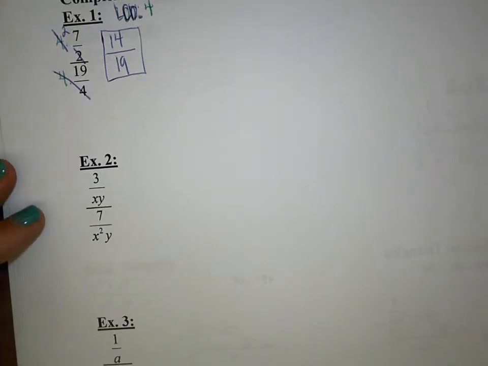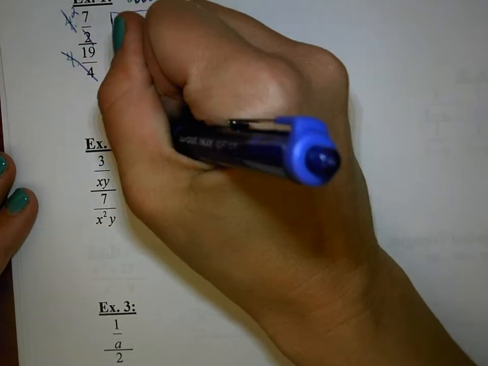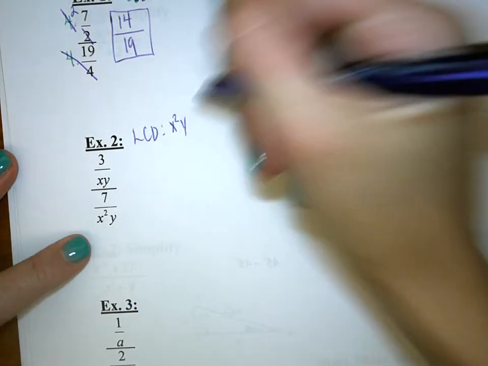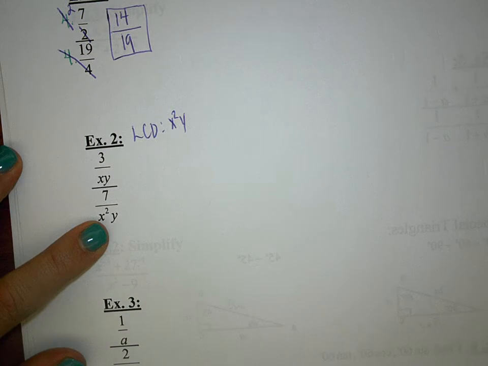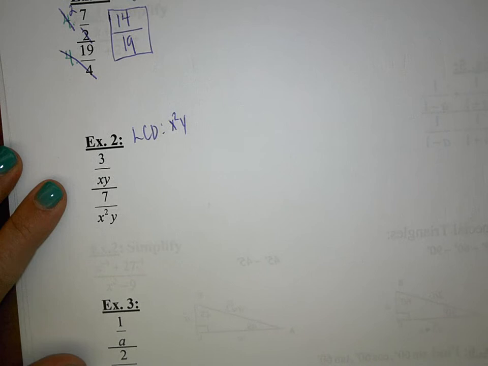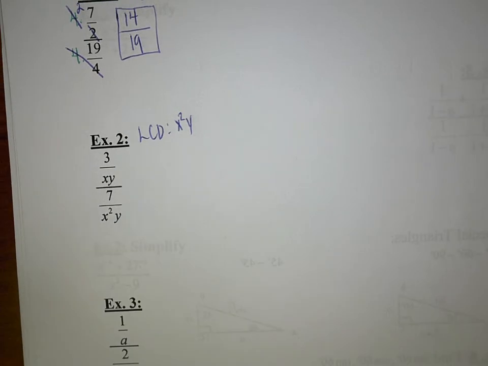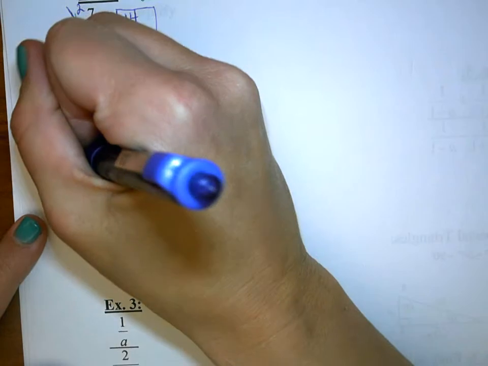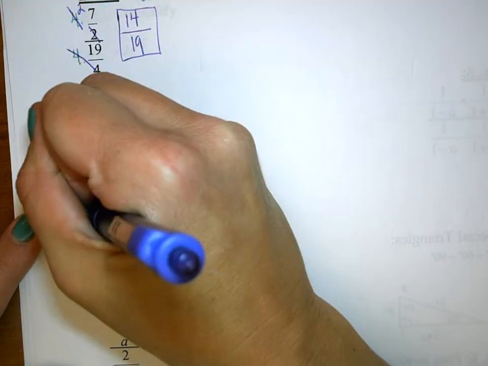So example 2. What would be my LCD on example 2? Good. It'd have to be x squared y, because you have to have at least as large as the bottom is. Does that make sense? Okay. So that means now that I know what my LCD is, where do I go? Good. You go to every single fraction in the problem and write x squared y.